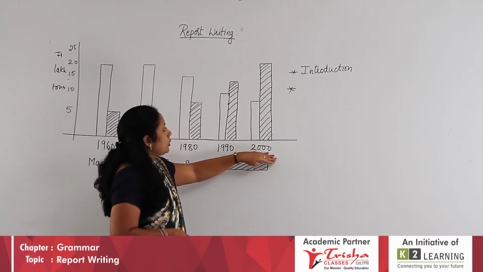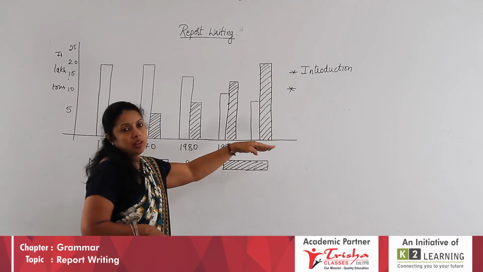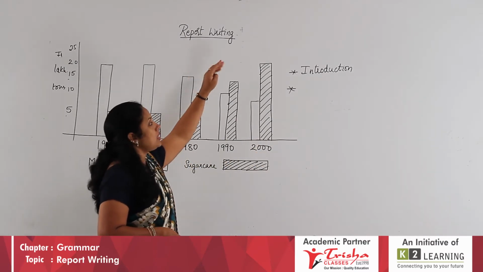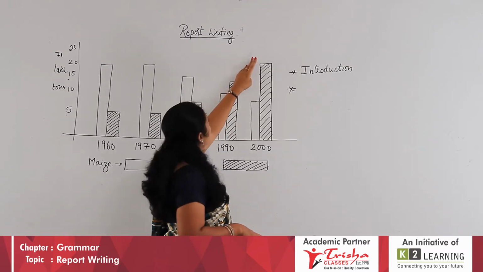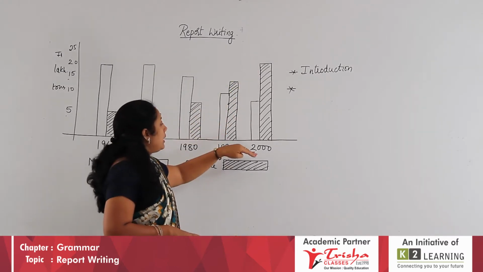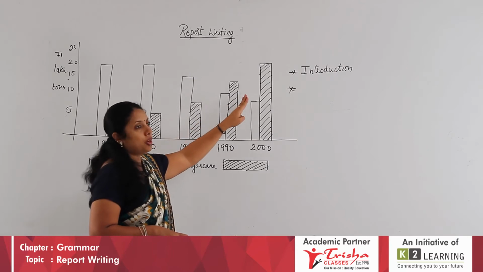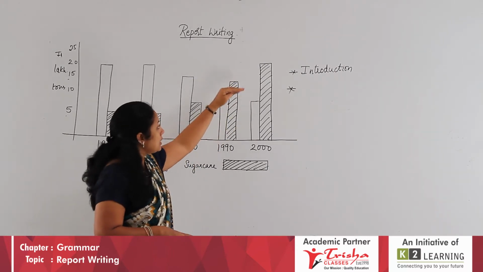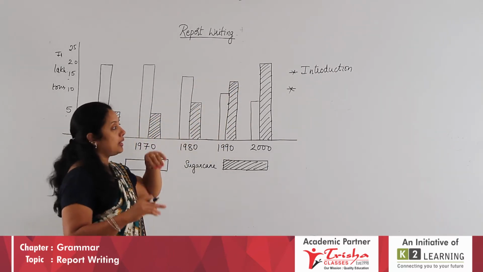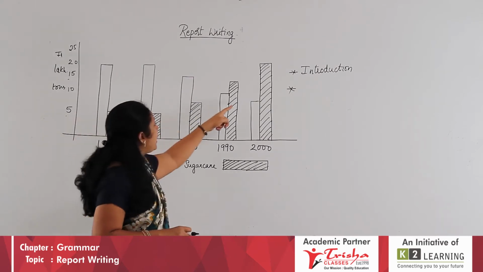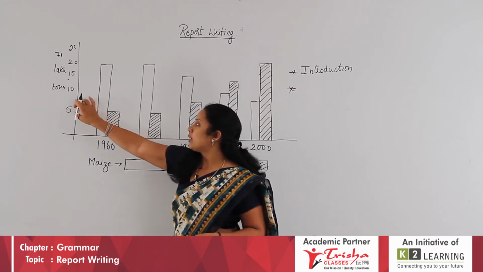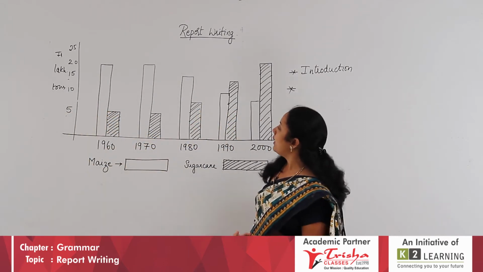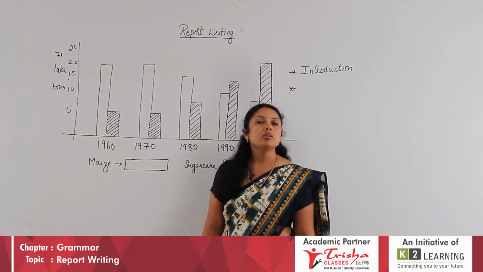During the year 2000, there was a steep rise in the production of sugarcane, and it went up to around 20 lakh tons, while the production of maize further decreased to somewhere around 12 lakh tons or 10 lakh tons, depending on what you see here, okay, around 10 lakh tons it was reduced to.